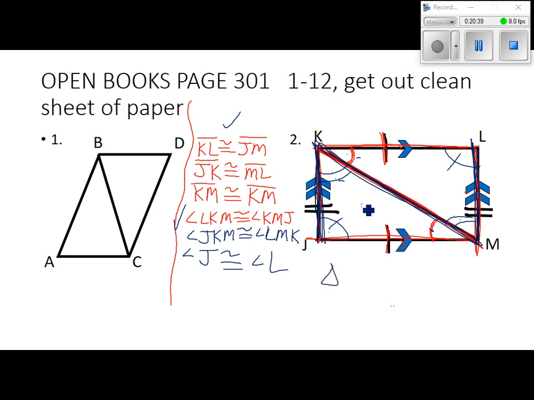I'm going to name this triangle over here on this side first. Triangle KJM, it doesn't matter how you name the first triangle. What matters is that you match up the second triangle. K in this triangle has 2 marks on it, so it matches up to the M in the other triangle. J in this triangle matches up to the L in the other triangle. And M in this triangle just has that 1 mark on it right there, so it matches up to the K in the other triangle. That's our congruency statement.